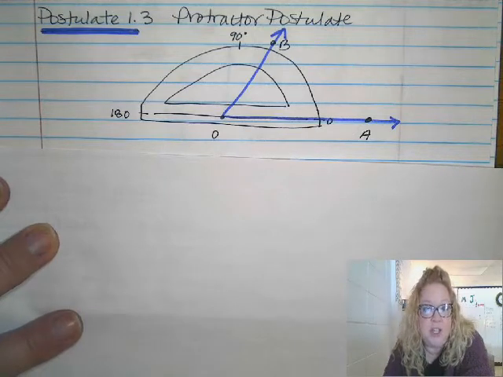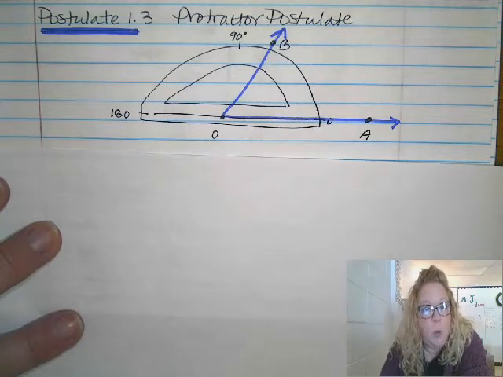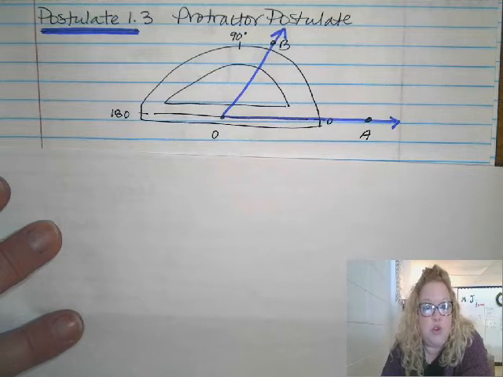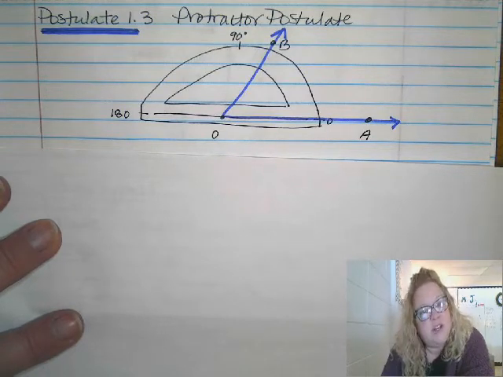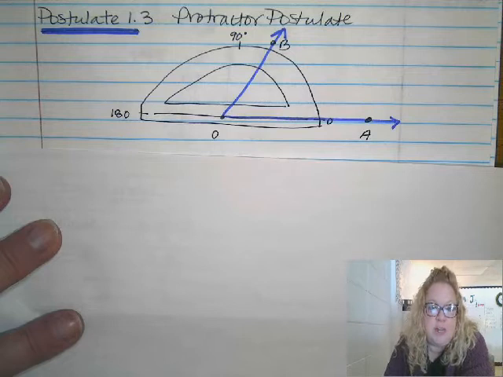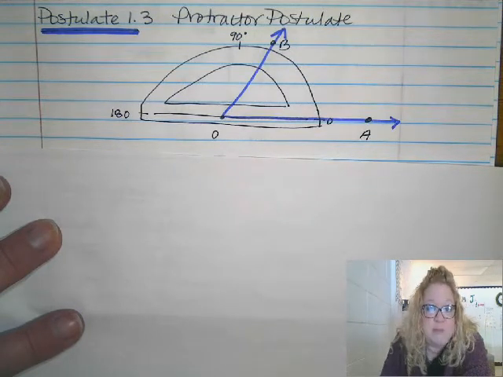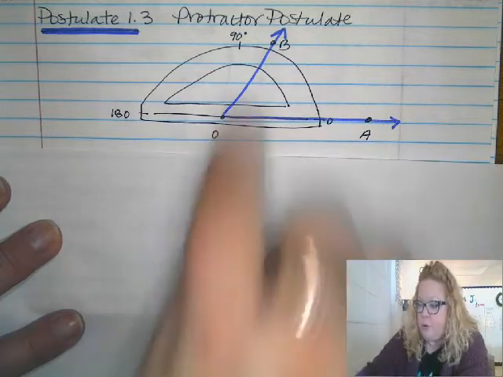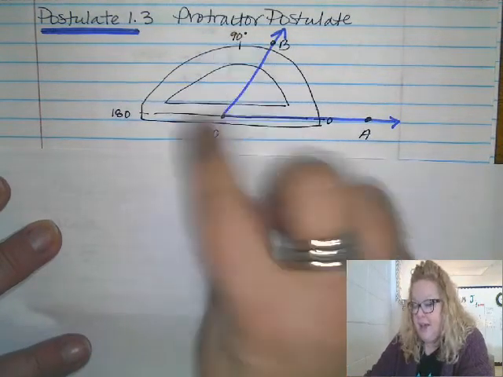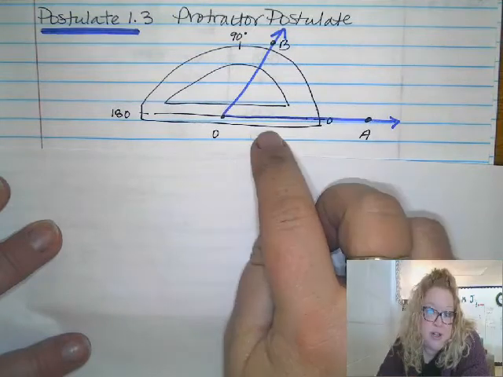Our first postulate for the day is postulate 1.3, and it's called the protractor postulate. It's very similar to the ruler postulate, if you remember that, which is kind of silly. It just says, I can use a ruler to measure a line segment. Well, the protractor postulate says, I can use a protractor to measure an angle.